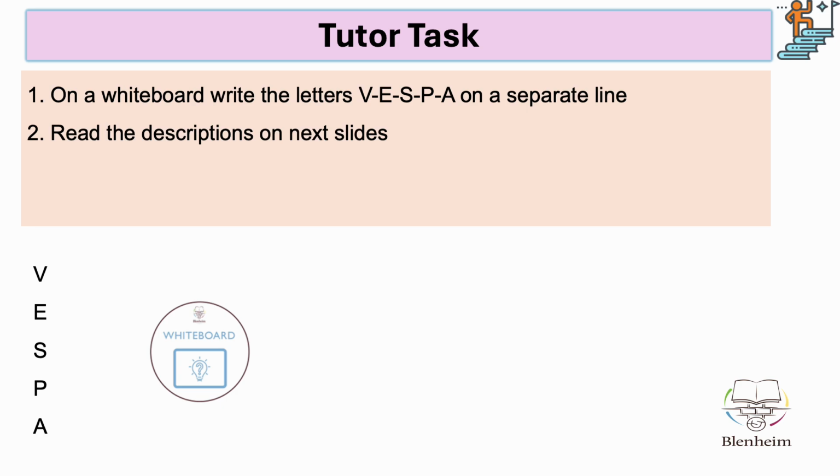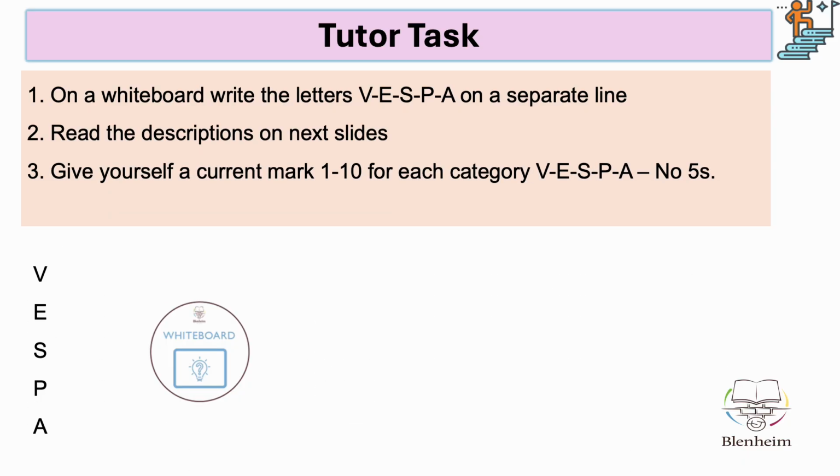I'm then going to show you some descriptions of the different elements of VESPA: vision, effort, systems, practice, and attitude. I want you, Year 11, to give yourself a current mark between 1 and 10 for each of the categories. You'll notice I've taken out the 5 because everyone puts 5. Are you towards the end you don't want to be, or are you towards the end you do want to be ideally? You can't put 5 between 1 and 4 and then 6 and 10. Where do you fit in between these two descriptors?